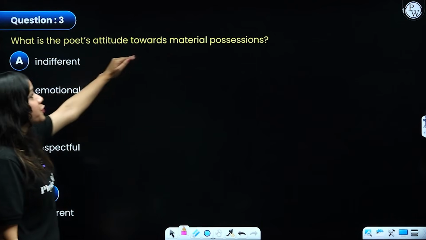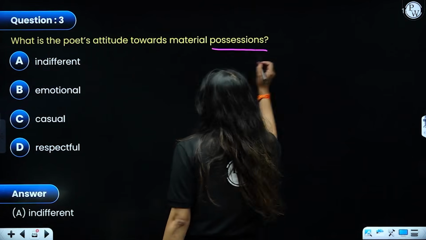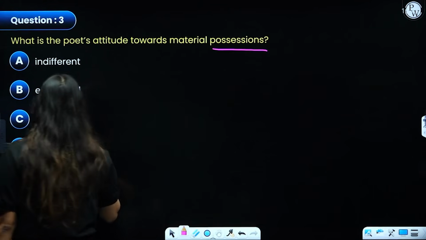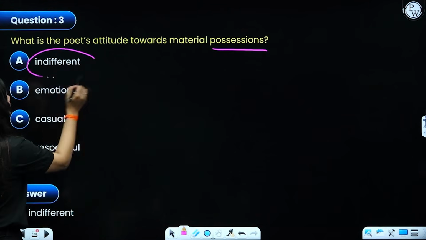What is the poet's attitude towards material possessions? Is he indifferent, emotional, casual, or respectful? Earlier he was indifferent, right?